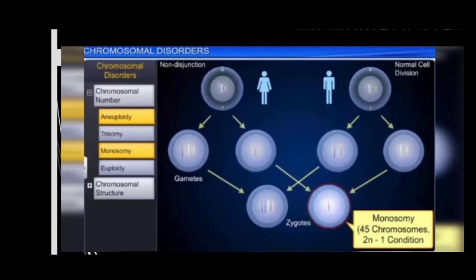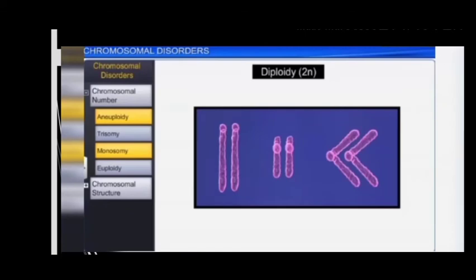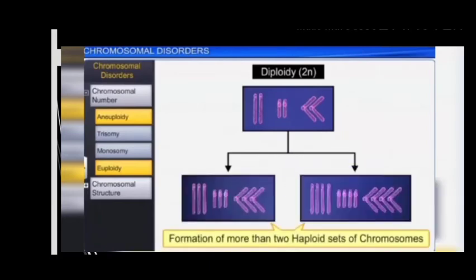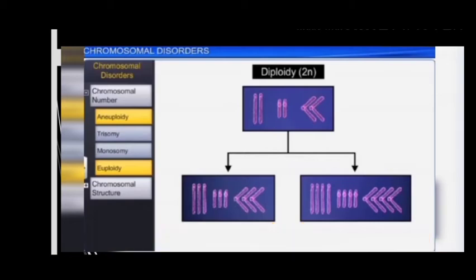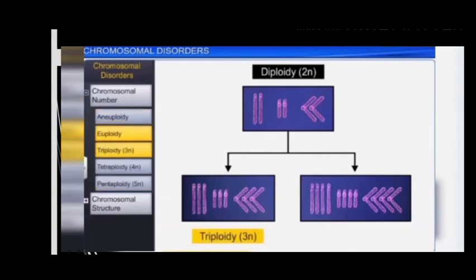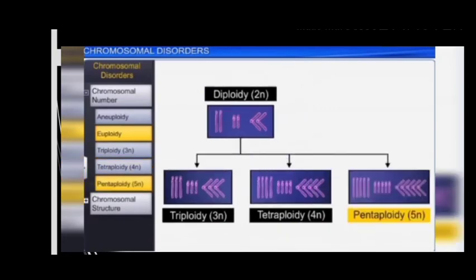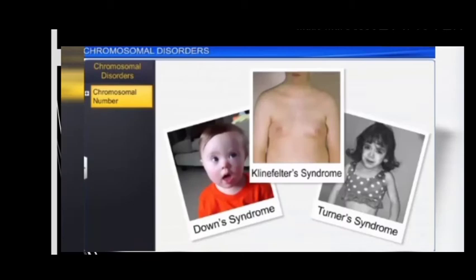Euploidy is a polyploidy condition where more than two haploid sets of chromosomes are formed due to the failure of cytokinesis after the telophase stage. Depending on the number of chromosome sets added, euploidy can be either triploidy, that means 3n condition, or tetraploidy, 4n condition, or pentaploidy, 5n condition, and so on. Now let us learn about some chromosomal disorders that arise due to changes in the chromosome number.